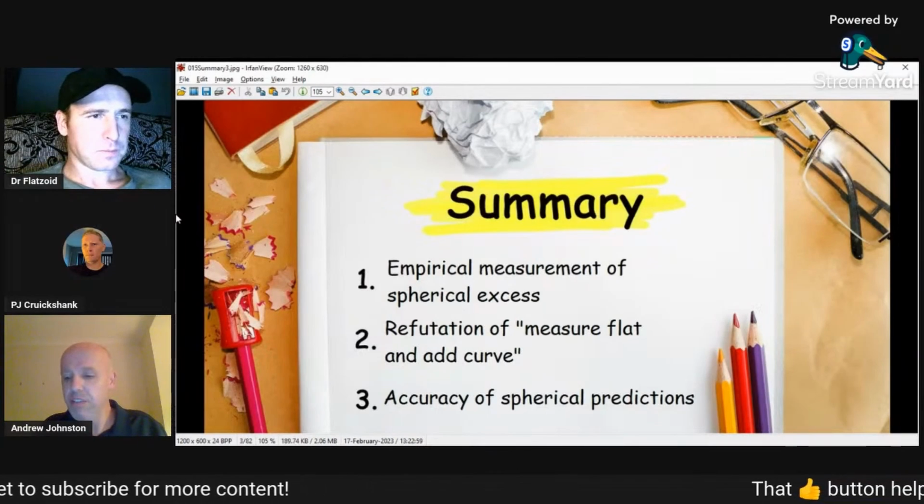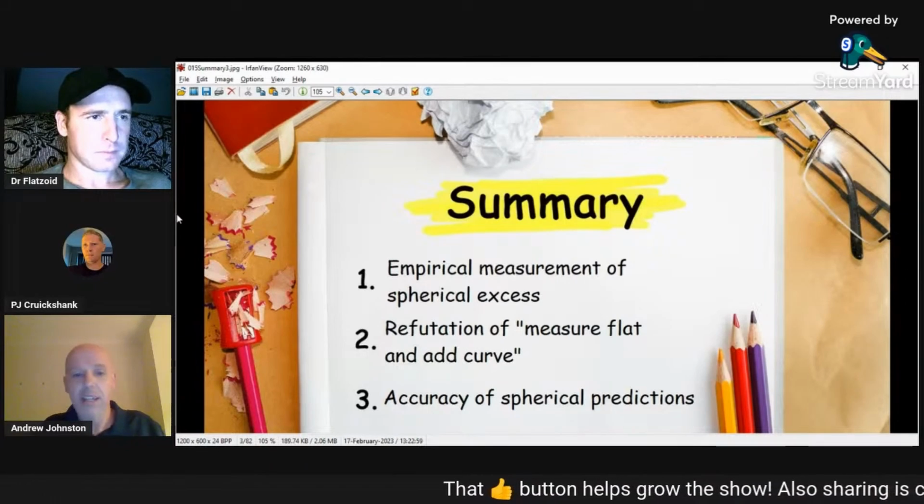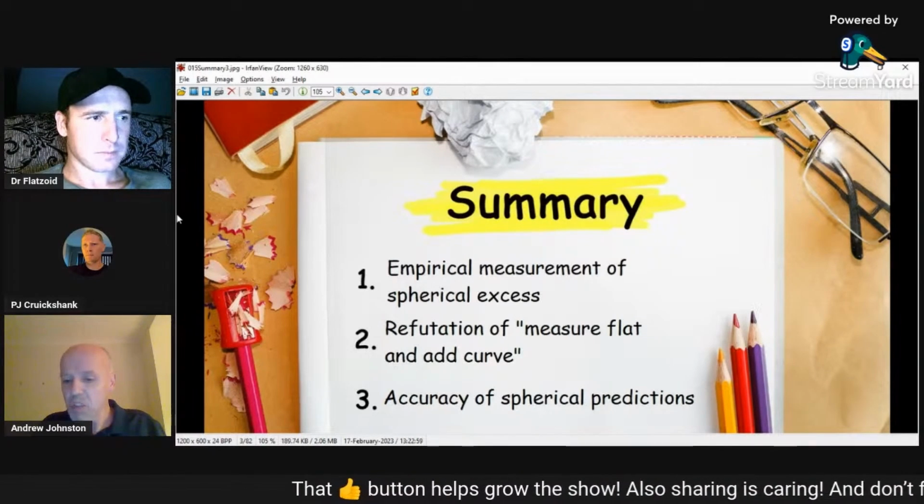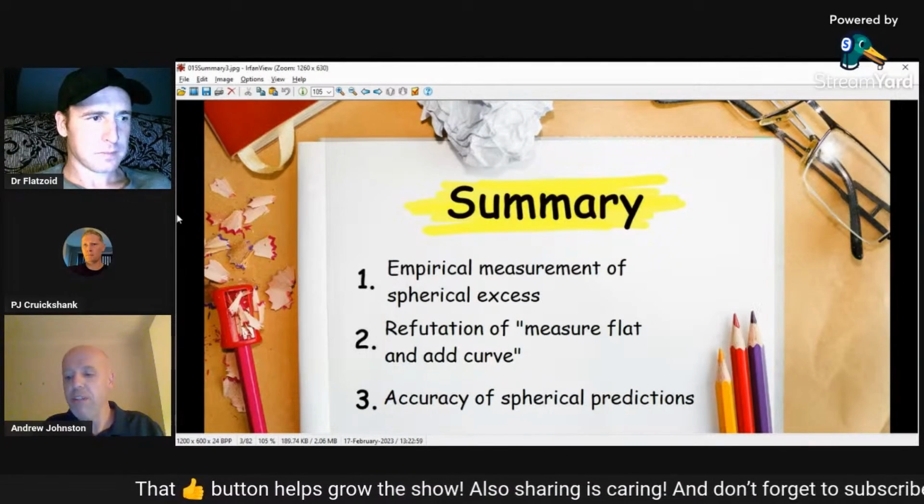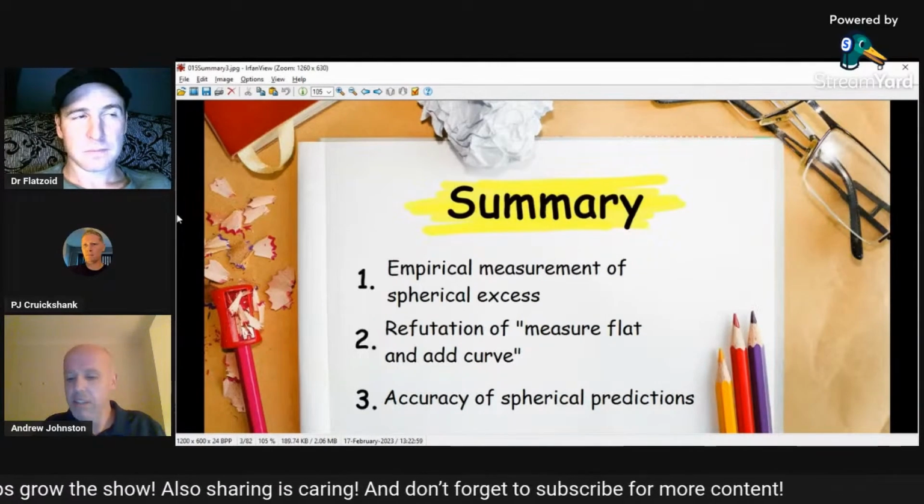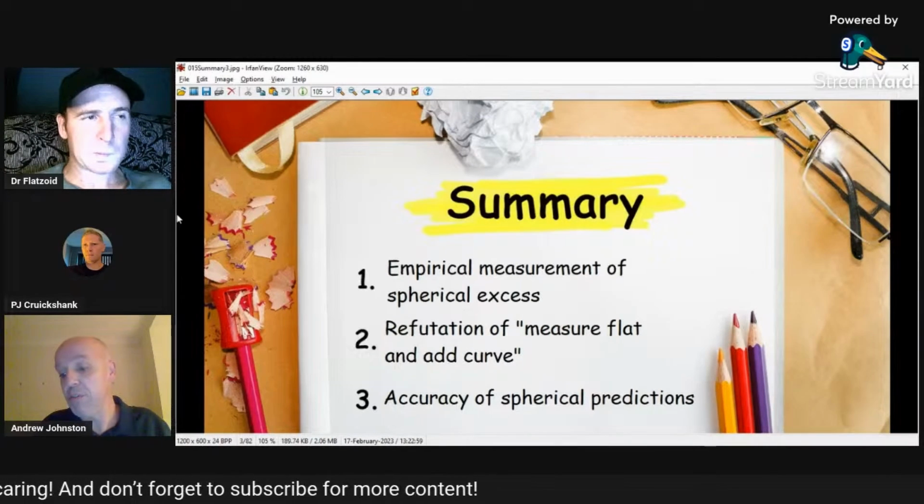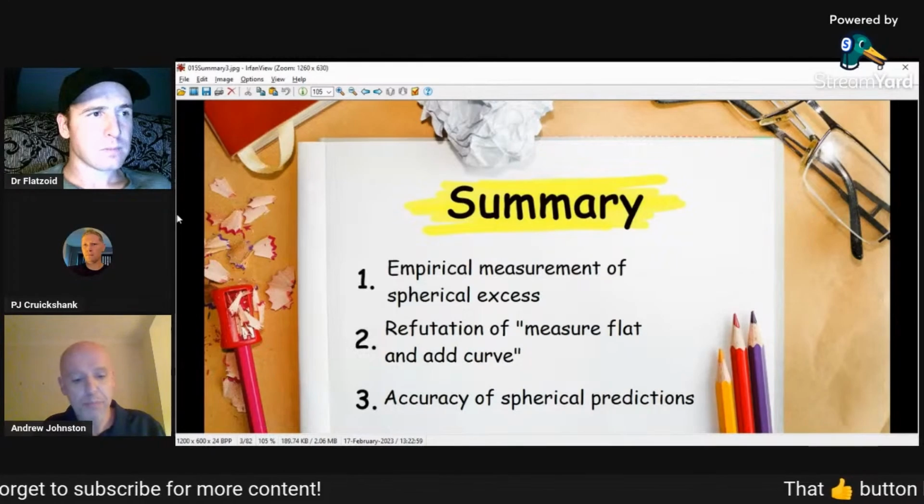I will show analysis that refutes the flat Earth arguments which I've heard about geodetic surveying, that being that the surveyors actually measure a flat Earth and then add in the curve to make it look like it's a globe. And lastly, that the predictions that they make in their survey using the assumption of curve match real-world measurements.